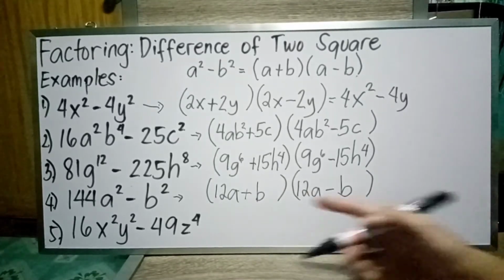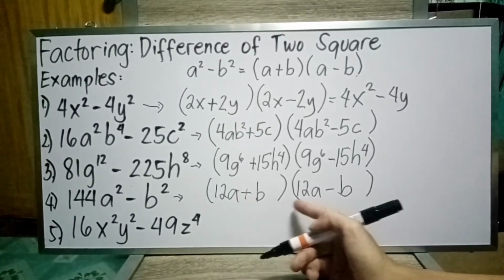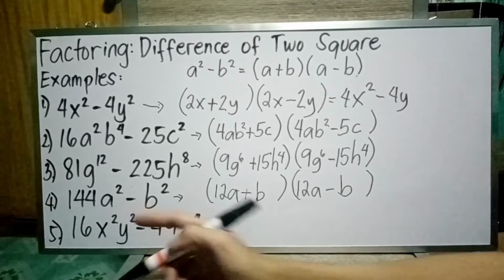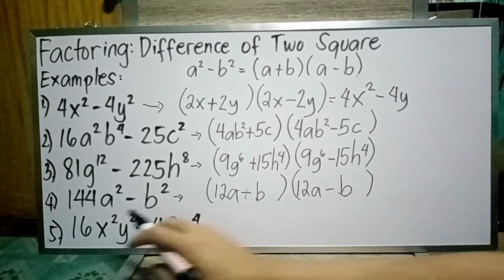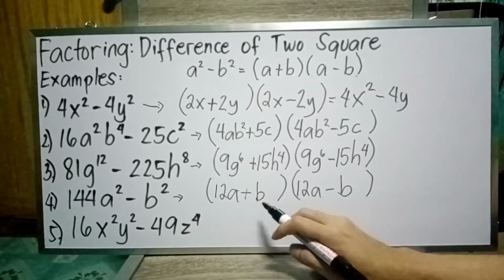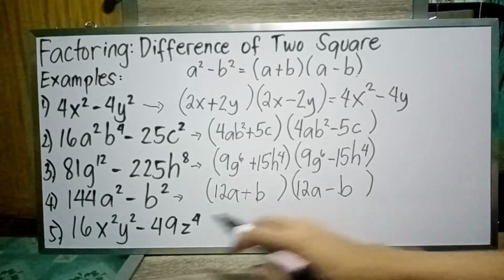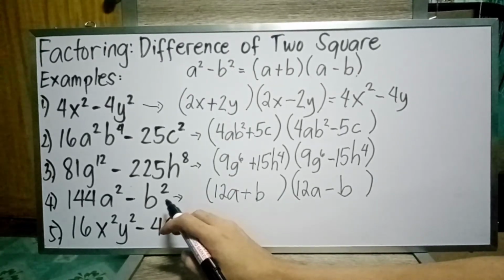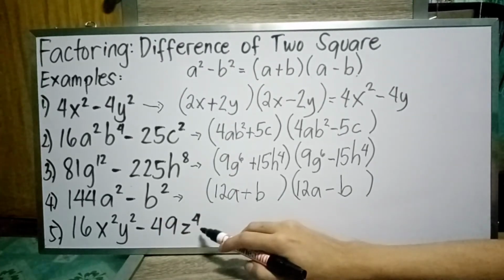To check it out again, 12 times 12, that is 144. a times a, that is a squared. b times negative b, that is negative b squared. Okay? Next.